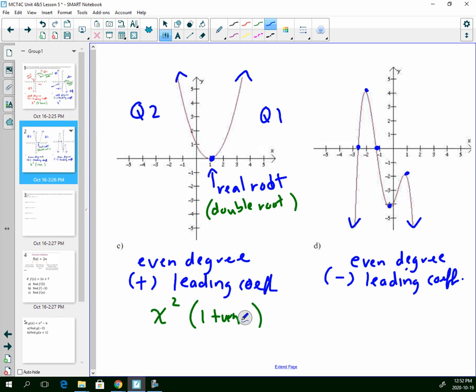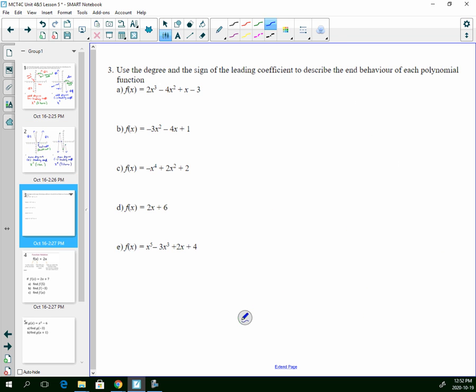Does it have any double roots? Perhaps. Let's see how many turns this has. It turns once, twice, 3 times. Ends are going in the same direction, probably power 4. Okay? So I know it's an even degree, so it has to be either power 2, power 4, power 6, or so on. Negative leading coefficient. Okay. Let's see if there's any questions.